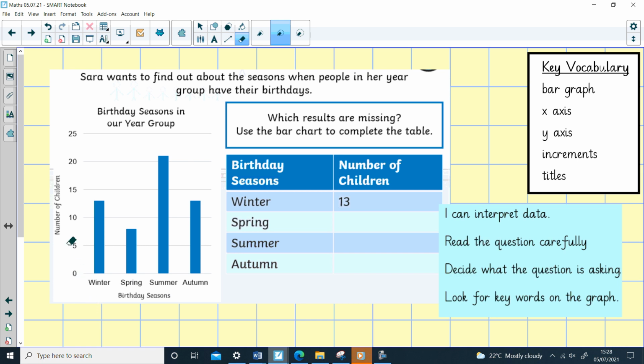You can see that the scale is counting in 5, so we've got 0, 5, 10 and so on. Each of these bars shows how many children were born in each season. So this bar here shows the children that were born in winter. This bar shows the ones who were born in spring, then in summer and then in autumn.